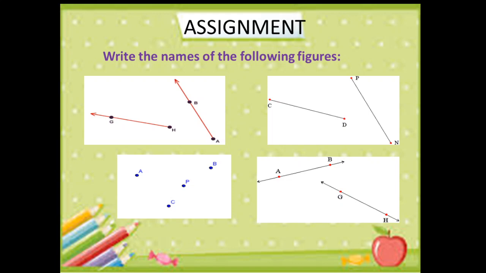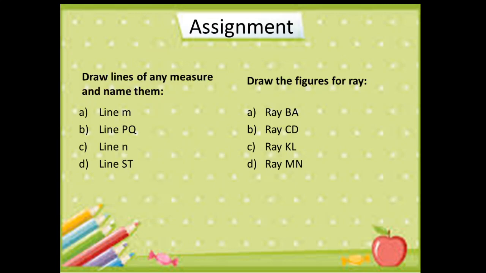So after this, we have 2 more questions. Draw lines of any measure and name them. So the first one is line M. So children, here the line is given only one alphabet as its name. That means we have to draw the line and its name should be written on only one side of the arrowhead. So you can take any measure using pencil and scale. You have to draw the line. You have to put 2 arrowheads and name it as line M on one side.